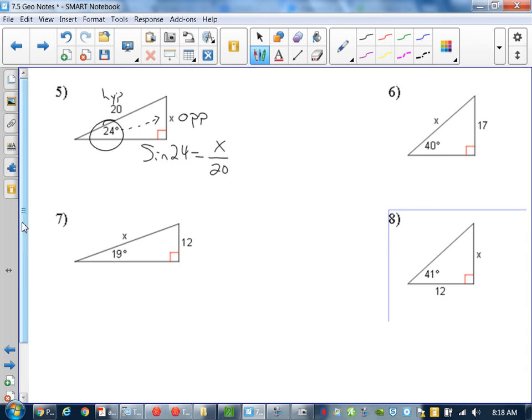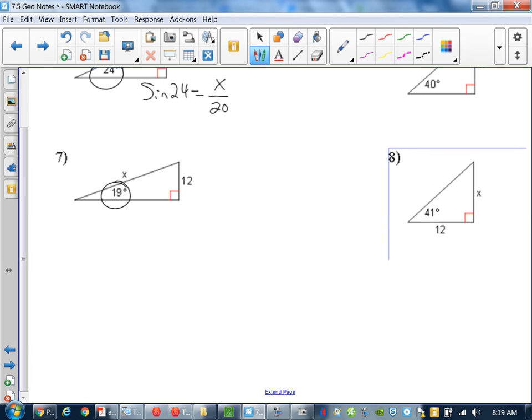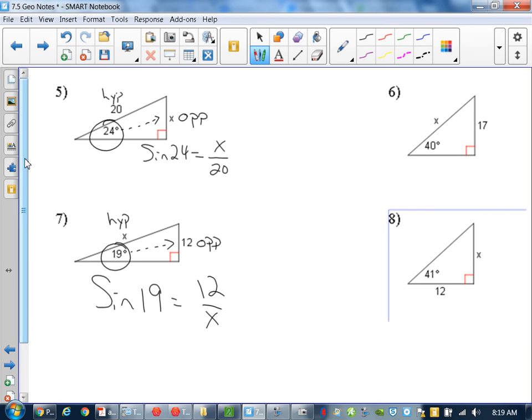Let's just go right below here on 7. Circle the 19. 12 is your opposite. X is your hypotenuse. What trig function is opposite hypotenuse? Sine again. So the sine of 19 is 12 over x. That's all. We're not solving anything yet. Don't worry about it. Go to number 6.